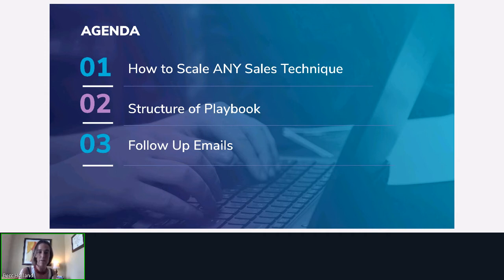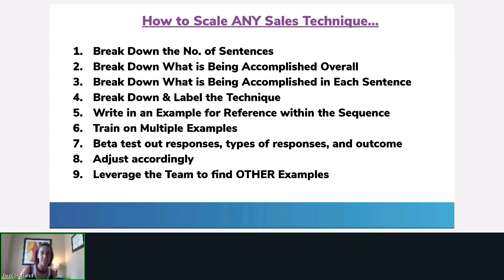The main part of today's presentation is going to be on follow-up emails. If you take a look at the session on how to personalize at scale, that talks a lot about how to gear your first message, but we're going to go pretty deeply today into messages 2 through 5 and how you can have an overarching strategy for those. So without further ado, let's go into how to scale any sales technique.